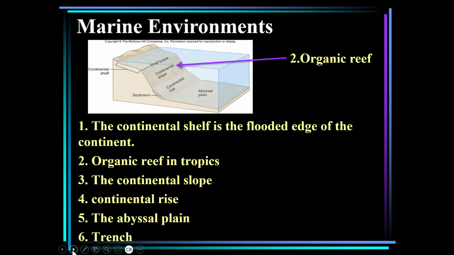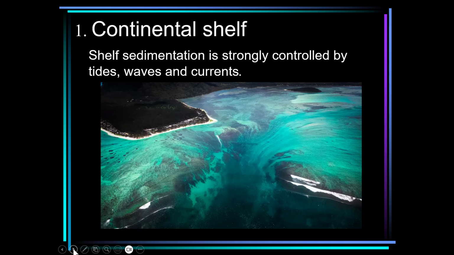Now we are in the marine environment, and here we have to talk about the continental shelf, which is the flooded edge of the continent, organic reefs at the shelf edge, continental slope, the rise, the abyssal plain, and the trench. So continental shelf, this is an amazing picture of the continental shelf. You can see that this here is the shelf edge. Most of the time, the edge to the deep water, it's really short. If you go to the Caribbean, you can see the beautiful turquoise blue water, and then boom, it's much deeper blue, which means it's really deep water.